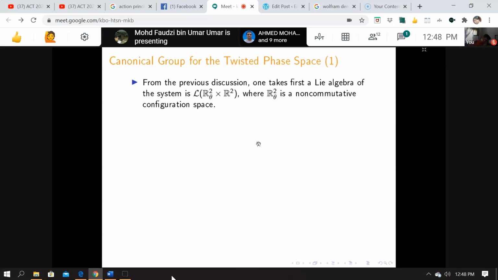Okay. From the previous discussion, one takes the algebra of the system is this one. I mean, cross R2 theta here, where R2 theta is non-commutative complication space. Okay.